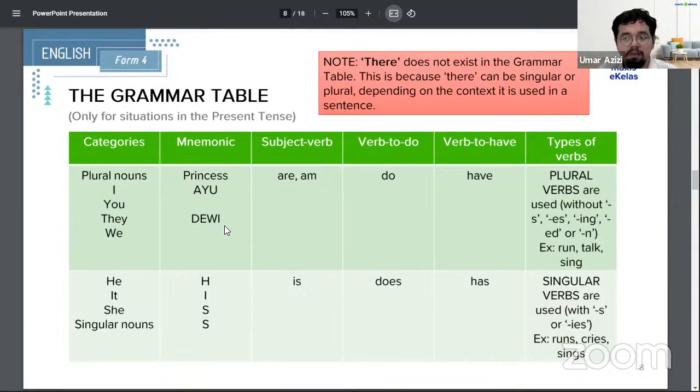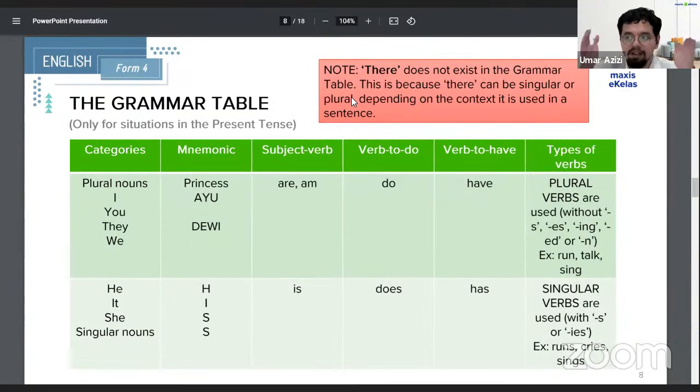Okay. The grammar table now is for present tense. Note, the word there does not exist in the grammar table. This is because there can be singular or plural, depending on the context it is used in a sentence. So you'll need to figure out if it's referring to a person in singular form, or whether there are many people that we're talking about, or a single person.